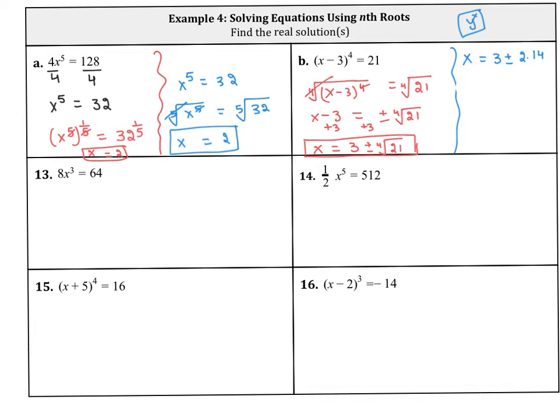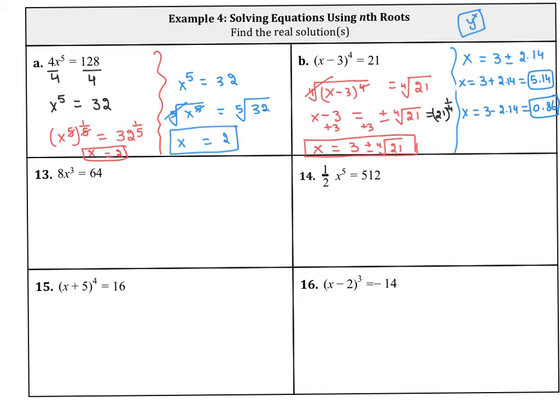One of the answers is x equals 3 plus 2.14, and that's going to be 5.14. So that's one of the answers. The other answer is 3 minus 2.14, and that would be 0.86. So the two answers are there. Remember, whenever you have an even power and inside you have a positive, always write a plus or minus sign.